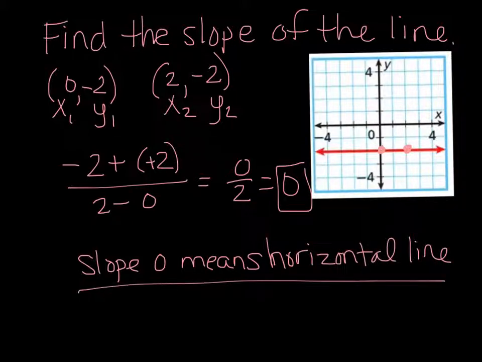Okay, that's what it means. When you have a slope of 0, it's always going to be a horizontal line, and the equation of your line depends on where it crosses the y-intercept.